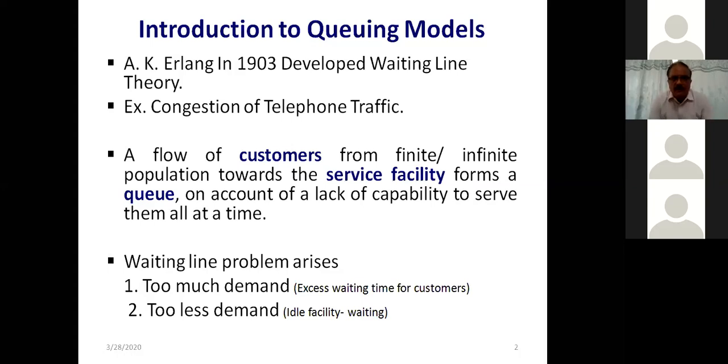Now, why do we need to focus on this aspect? Because whenever we need to spend our valuable time, that costs something. So cost is directly related to the queuing system, and for that purpose, A.K. Erlang in 1903 developed a queuing model or waiting line model, because of the congestion of telephone traffic at that time. You can imagine that in 1903 also there was congestion of telephonic traffic, and for that A.K. Erlang gave us the queuing model.